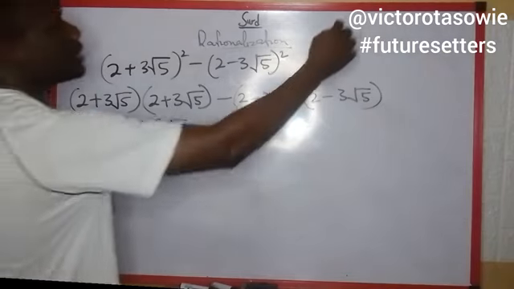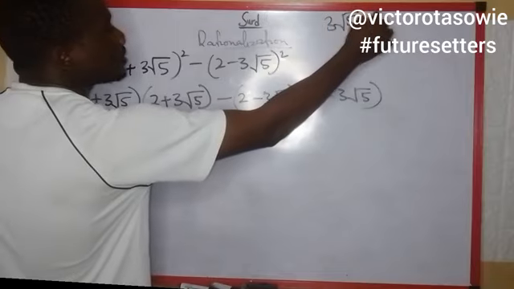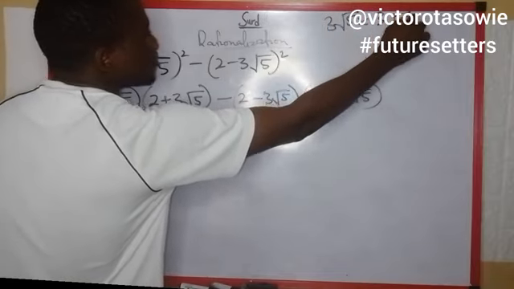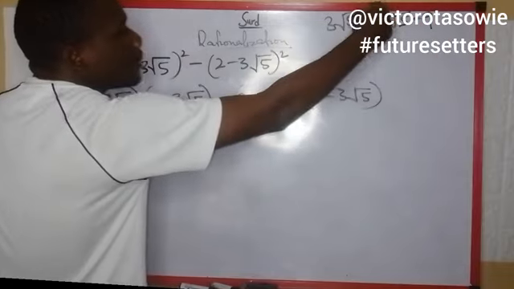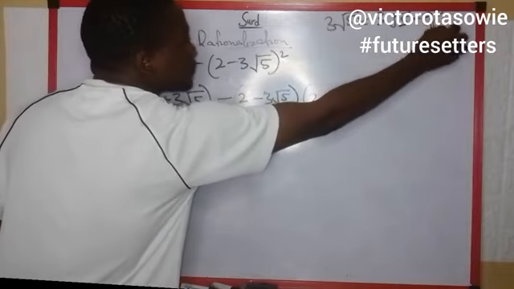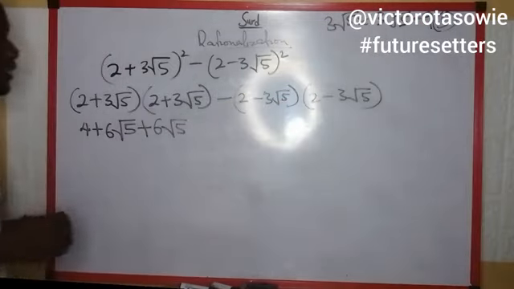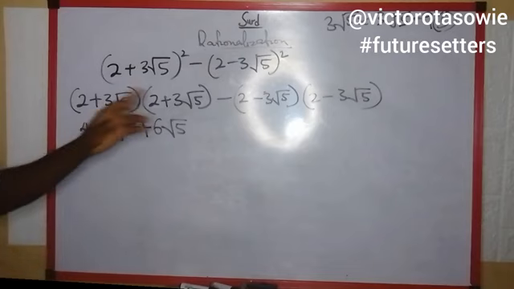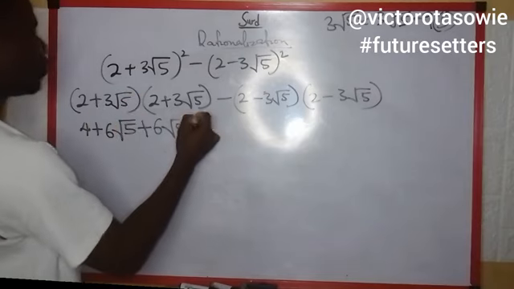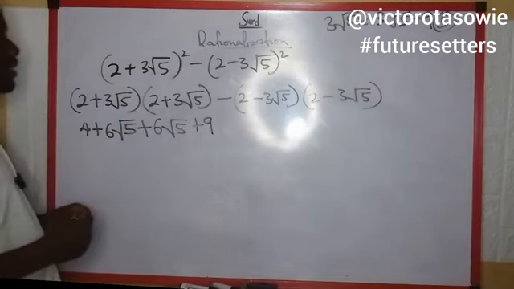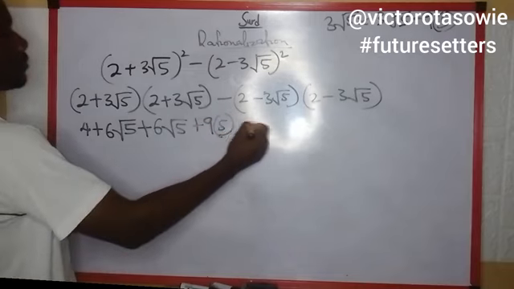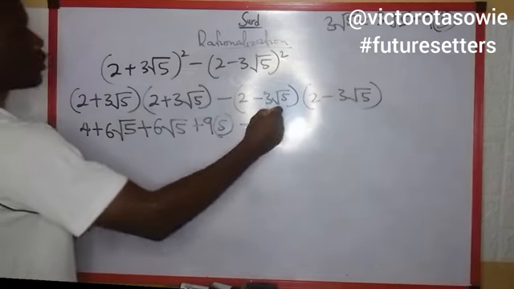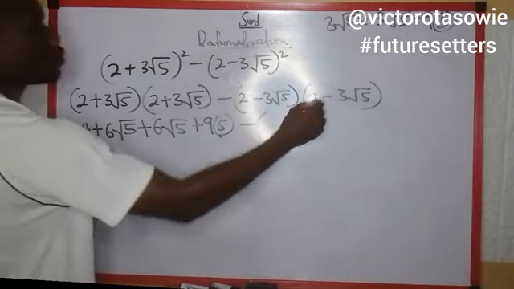Now, take note. When we have something like this, 3 root 5 times 3 root 5, what you are going to do is say 3 times 3, which is 9. But remember, the roots are the same, so it's going to give you times 5. So in this case, where we have 3 root 5 times 3 root 5, 3 times 3 is 9. So we have plus 9. Then root 5 are the same. So you write root 5. Minus, in this a negative sign, so you open a bracket.